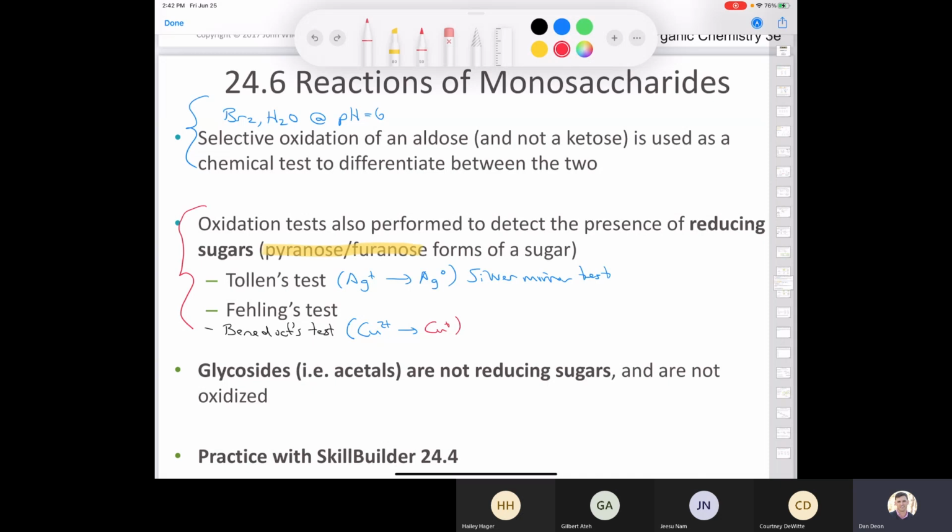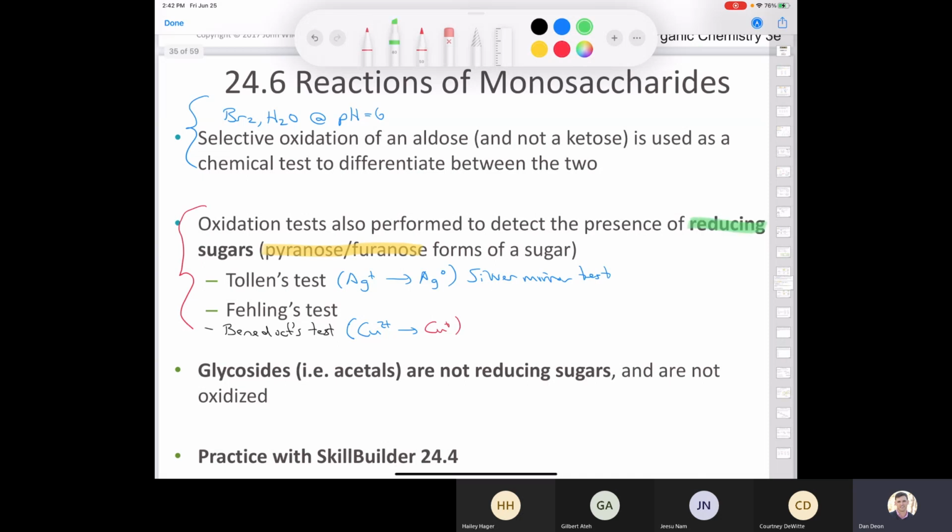It is either a pyranose or a furanose, right? Whereas if we have a glycoside, since glycosides are acetals, they don't have any of the pyranose or furanose form where we have the aldehyde in equilibrium, and so they are not reducing sugars, okay, and they do not get oxidized.